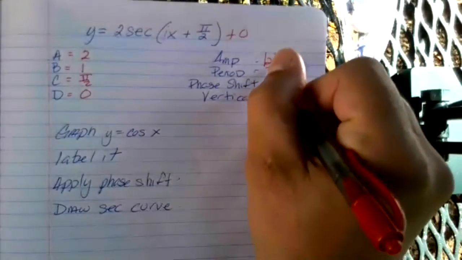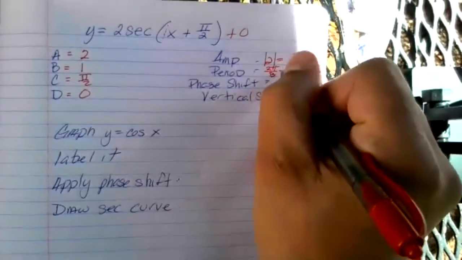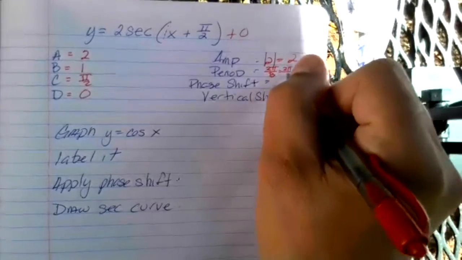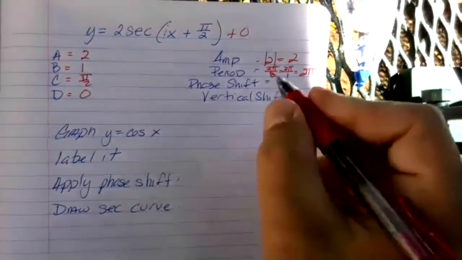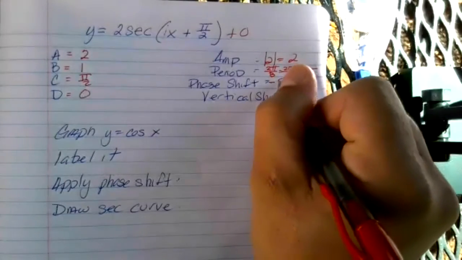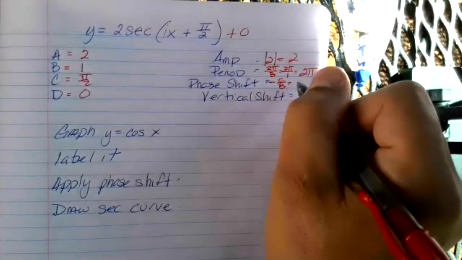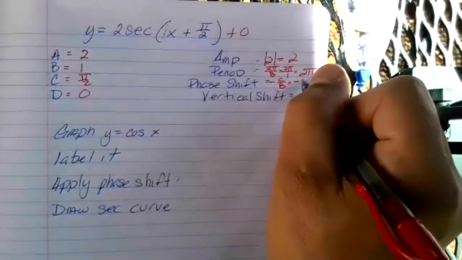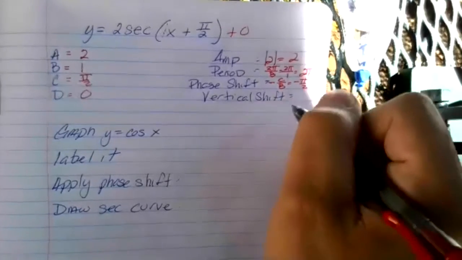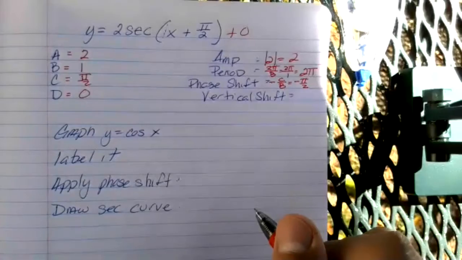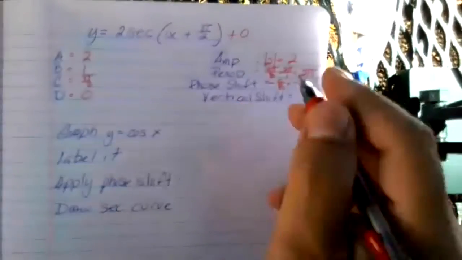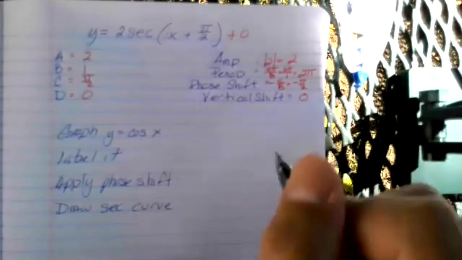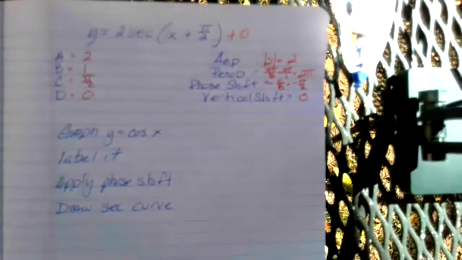My period is 2 pi over b. So it's 2 pi over 1, so it's 2 pi. My phase shift, I do negative C over B, which would be negative pi over 2 all over 1, so it would just be negative pi over 2. And my vertical shift would be my D value, which is 0, so it doesn't shift at all.